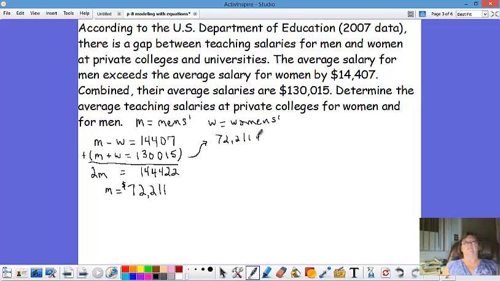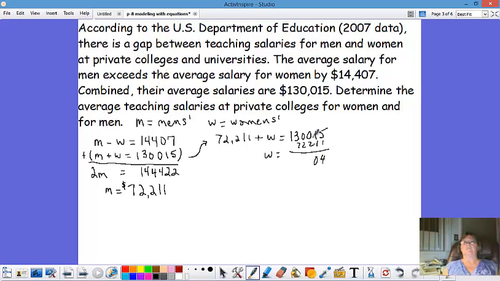72,211 added to the women's salary has to give us $130,015. Well, if we want to find the women's salary, we need to subtract. And what we're subtracting is 72,211. So the women's salary, let's see, should be 5 minus 1, 4.